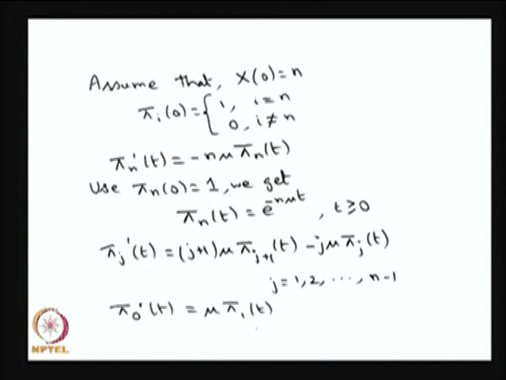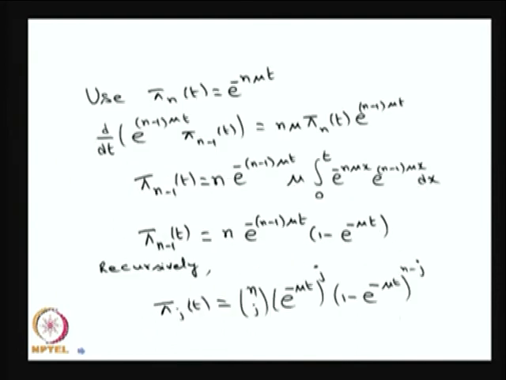So, you know pi n of t, use the pi n of t in the equation for n minus 1 and get the pi n minus 1. Like that you find out till pi 1, use the pi 1 to get the pi 0 of t, in a recursive way. So, using the recursive way you will get pi j of t is equal to n c j, combination n c j, times e power minus mu t, power j, this is the survival probability of the system being in the state, and 1 minus e power minus mu t, power n minus j.